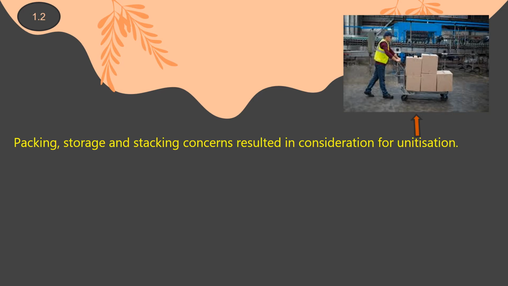Therefore, the term unitization. Right? Goods are being unitized. That means they are being compiled into a unit. For example, this man here is pushing a trolley of 5 boxes. These 5 boxes are units. Now the unit is box, so there are 5 boxes here. It doesn't matter what is inside.